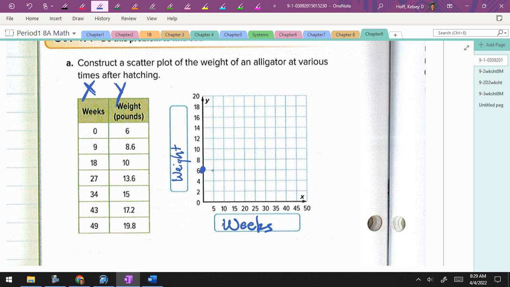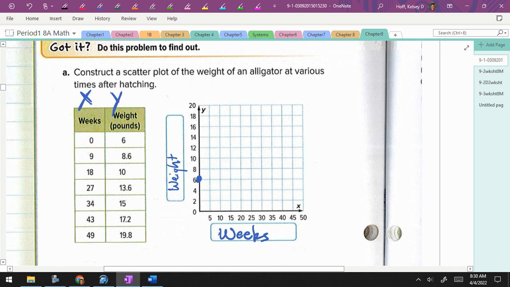Where is 9 down here? Next to the 10, okay? Where is 8.6? Yeah, in between 8 and 10, okay? So you're going to wind up with a point like here. They're not always going to be in a perfect crosshatch today. Does that make sense? See if you can plot the rest of those points.